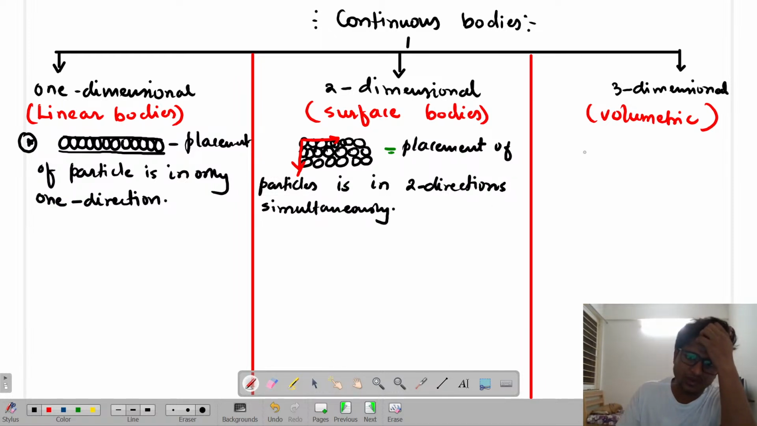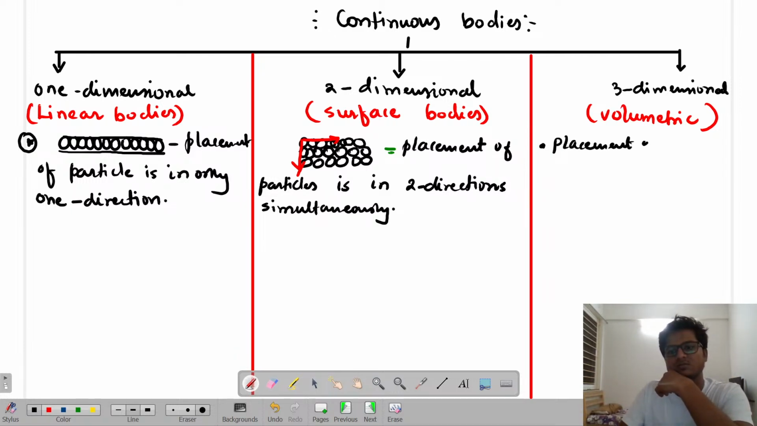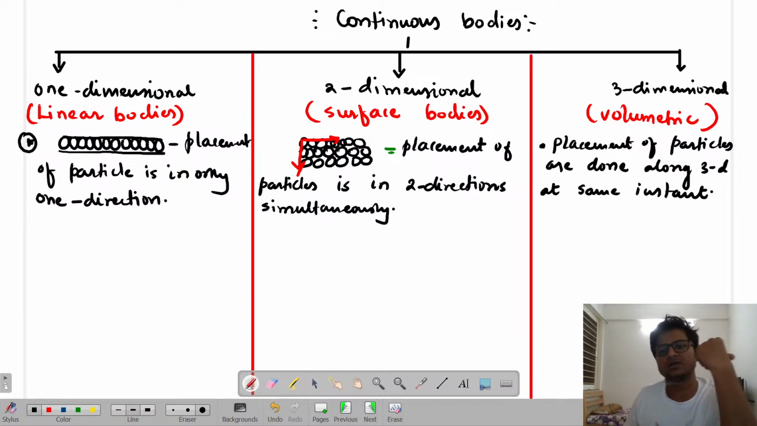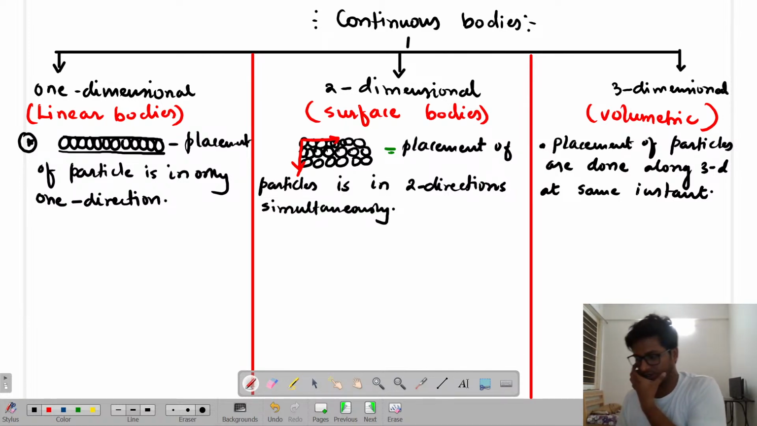Similarly, if I arrange all the particles along the three directions, x, y, z axes, then I'll definitely get a volumetric kind of body. So volumetric three-dimensional bodies are those bodies in which the placement of particles is done along three dimensions at the same instant. Is that clear? Are you able to get me or not? Is this perfectly clear?